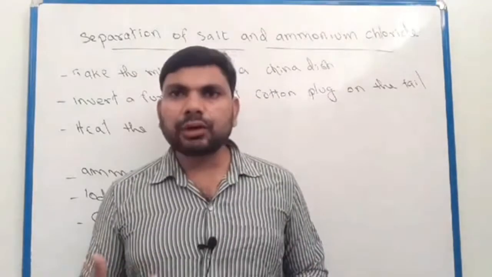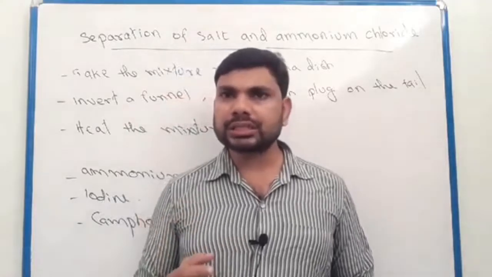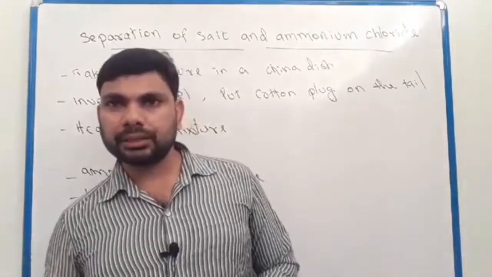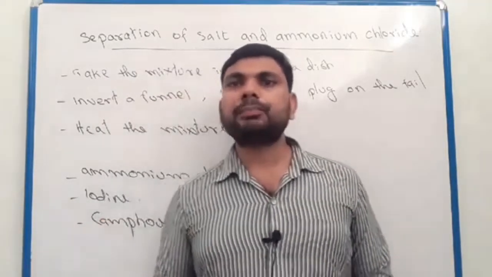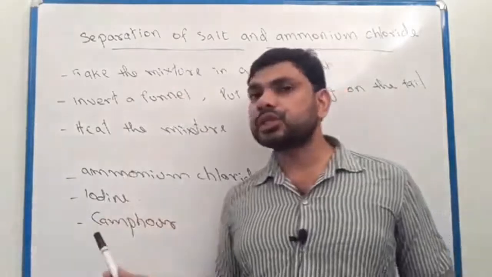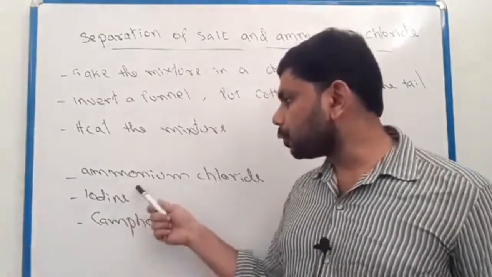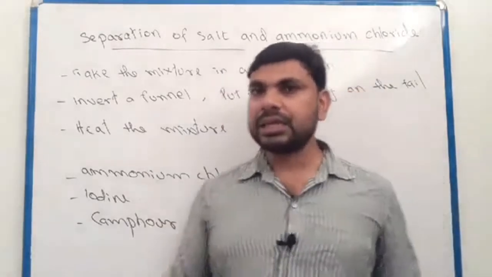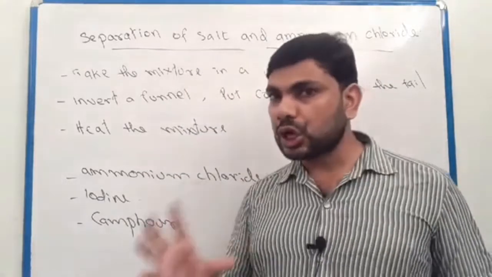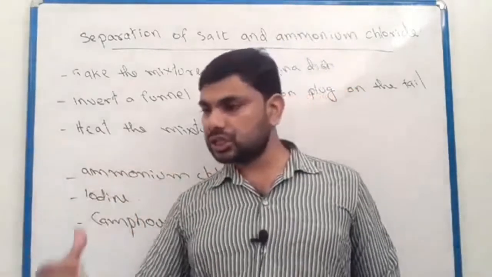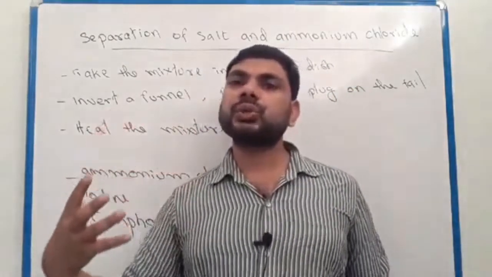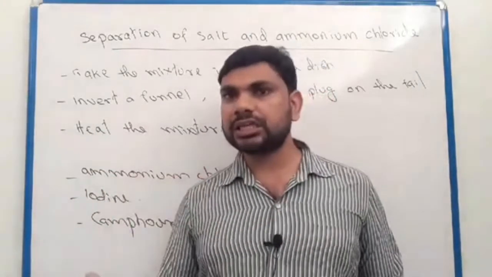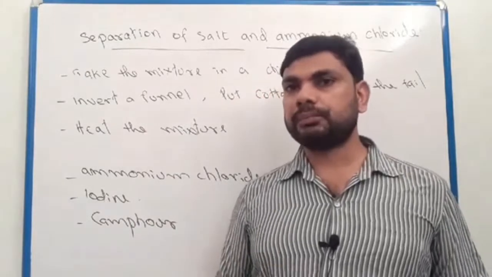Okay, the next one we have to discuss is separation of salt from ammonium chloride. Salt and ammonium chloride: how can we separate them? We know that ammonium chloride, iodine, camphor, this type of solid will sublimate. Sublimate means this type of solid directly changes to gas without changing to the liquid state. Solid directly changes to gaseous state. This process is called sublimation.